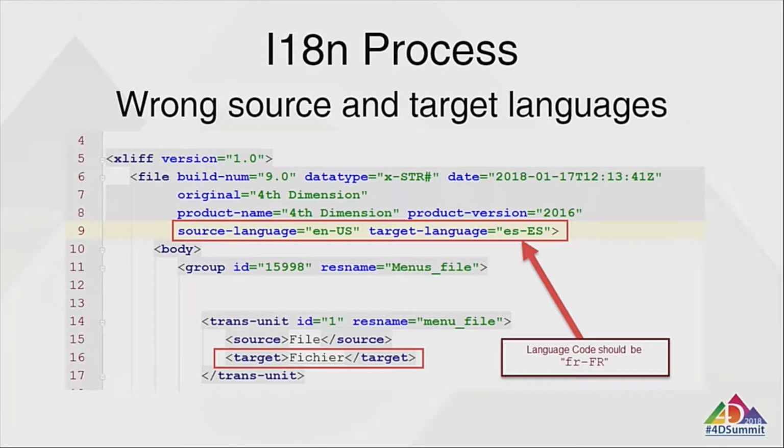The next one is forgetting that we need a different language in the hidden part of the XML file. For example, here we are talking about a translation to French, but here we are saying to 4D that it is Spanish. This is a second error.